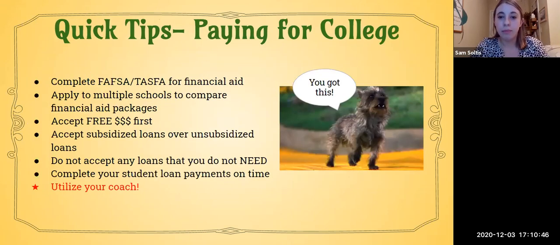So the quick tips for paying for college are: complete your financial aid applications, apply to multiple schools so you can see which school will give you the most money, accept all the free money first, accept the subsidized or the unsubsidized loans first, don't accept any loans that you don't need, and then after you graduate, complete your student loan payments on time. And once you start getting all of your financial aid packages back, this is a great time specifically to utilize your coach so that they can let you know exactly how much money each school will give you.